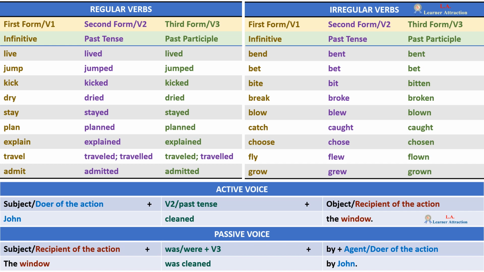Active voice. Subject, or doer of the action, plus verb 2, or past tense, plus object, or recipient of the action. John cleaned the window. Passive voice. Subject, or recipient of the action, plus was, or were, plus verb 3, or past participle, plus by, plus agent, or doer of the action. The window was cleaned by John.